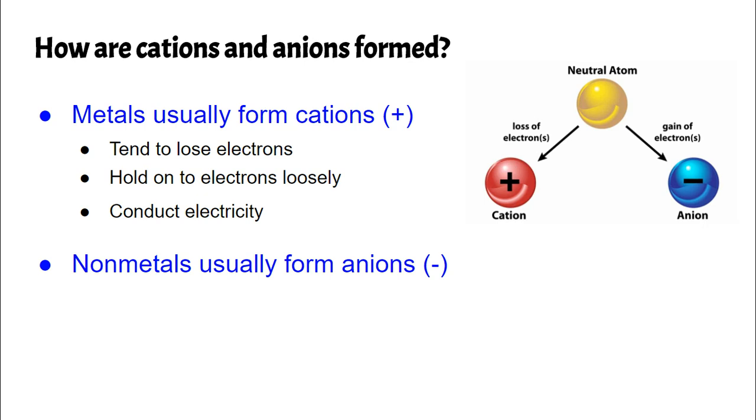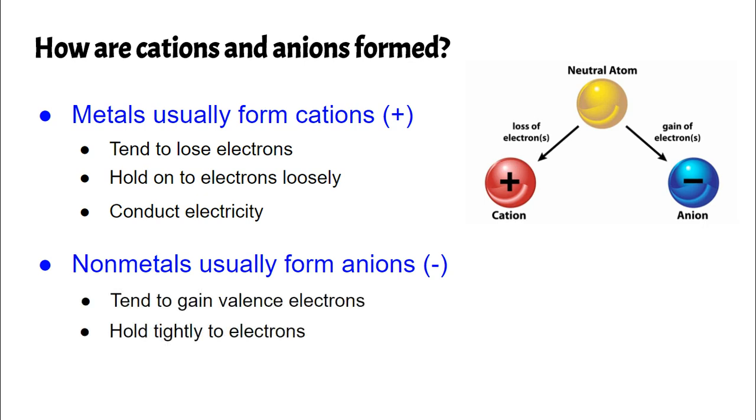Nonmetals, on the other hand, are going to form anions. We know that nonmetals hold tightly to their electrons. So they are going to gain valence electrons because they don't want to give them up. Because our nonmetals hold on to their electrons, they do not conduct electricity and they form anions or negatively charged ions from gaining electrons.